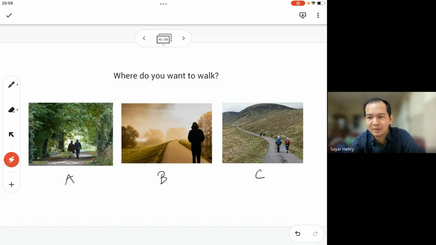It's almost 9 o'clock, so we have to dismiss the class. If you haven't done this exercise, why don't you take a screenshot of this and practice yourself, or maybe you can even talk to other people on Discord when you have a chance, and ask each other the same question: where do you want to walk? You can show these pictures and ask them. You can exchange the conversation there, all right?